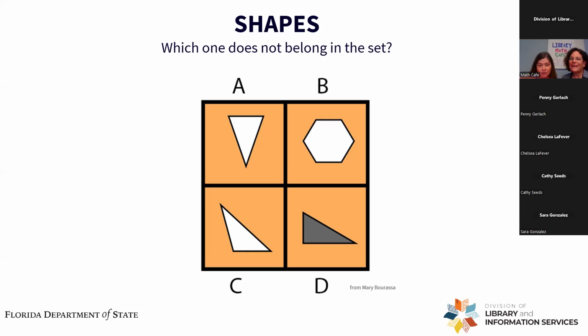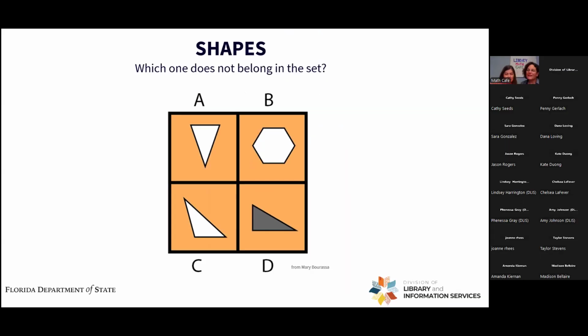B, B, B, D. Seeing a lot of different answers. I'm going to tell you right now, they're all right. They are all correct. There's no wrong answer. So we've got a couple of different ways you might have been thinking about this. Does anybody want to unmute or share in chat why you picked the choice that you picked?